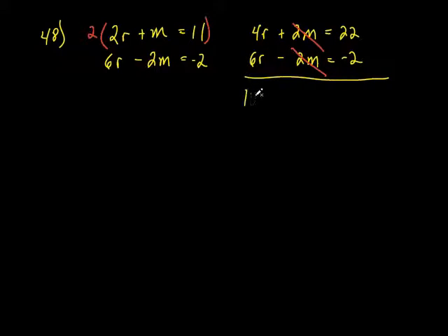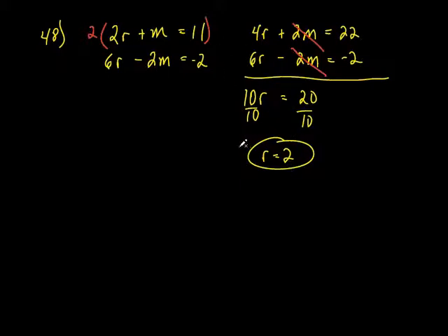So what do you get here? You get 10r. That's a 0. You add those, you get 20. See how easy this is now? Divide both sides by 10, and r is what? 2. So that's r. But you're not finished, though, are you? Because there are 2 variables, 2 equations, so we find those 2 variables.